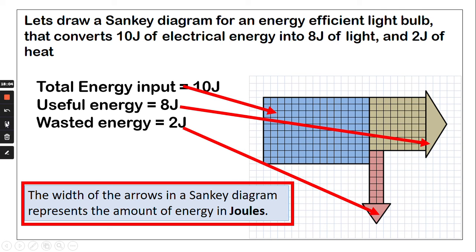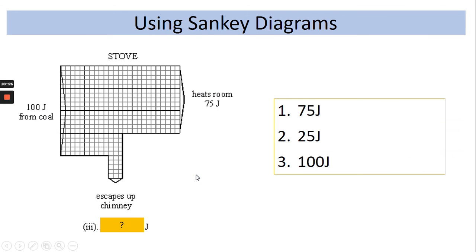So I really want you to pause the video now and to write this sentence in your books, that the width of the arrows in a Sankey diagram represents the amount of energy in joules. So pause the video right now. Okay, so hopefully you finished writing all these things down, and now I will give you an example.